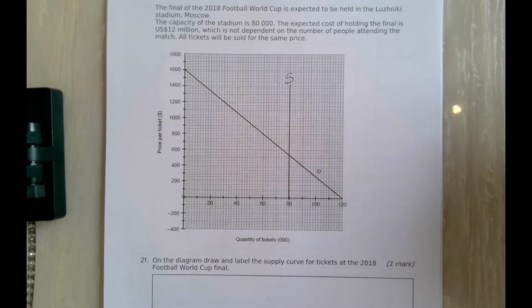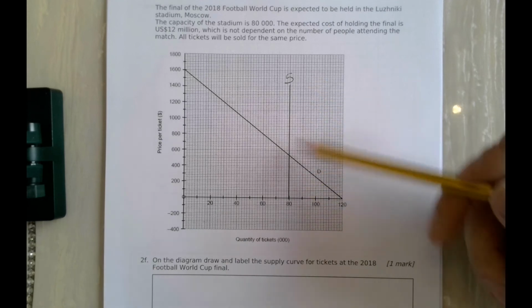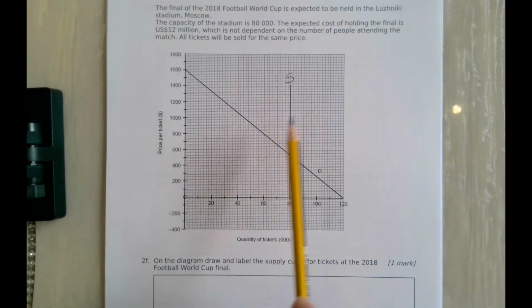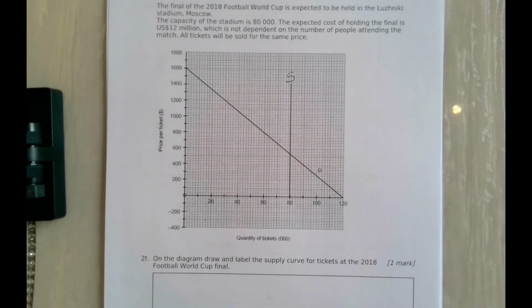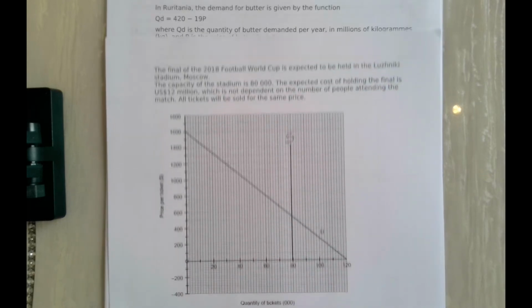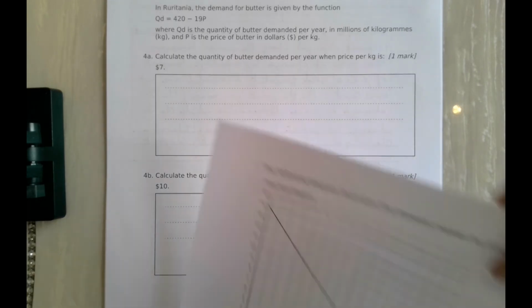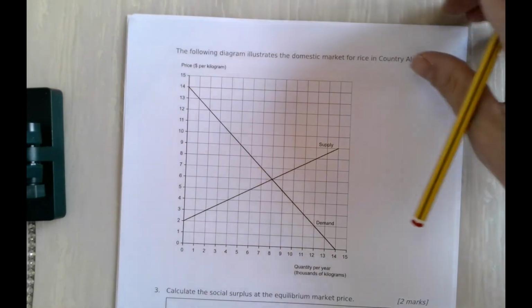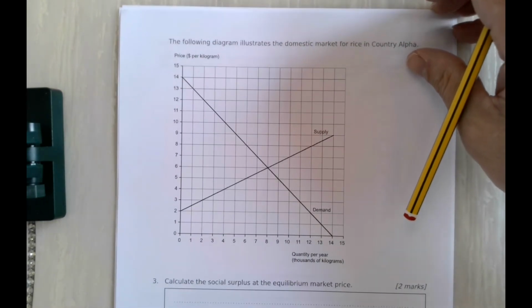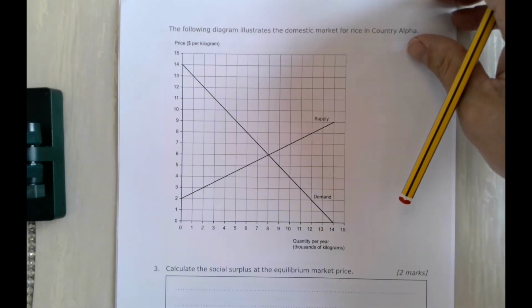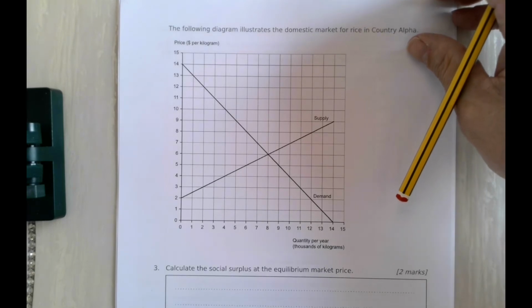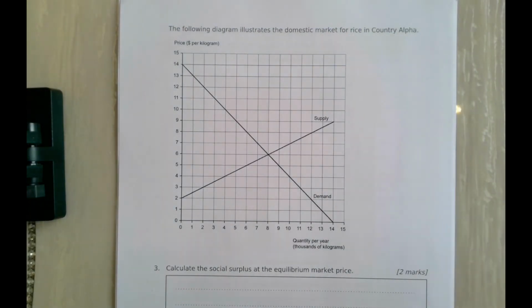It's a fixed amount, okay? So that's why it's perfectly vertical. Whatever the price is, there will be 80,000 seats offered for sale to the final. And essentially, that's the end of that, okay? Now, I did this in a previous video as well, I believe, and all I'm going to do now is just do it slightly differently, again, to show you different ways to do it.